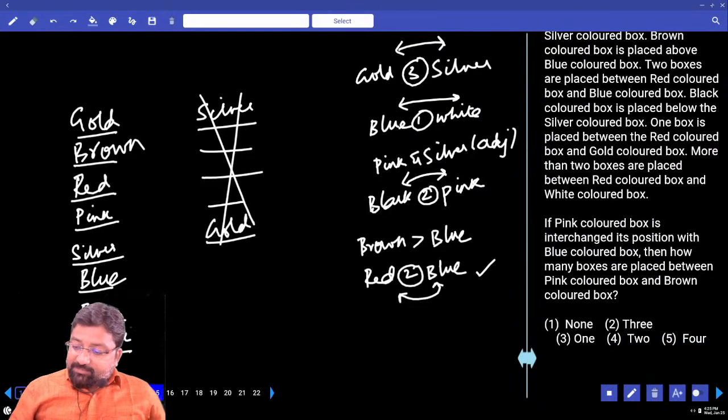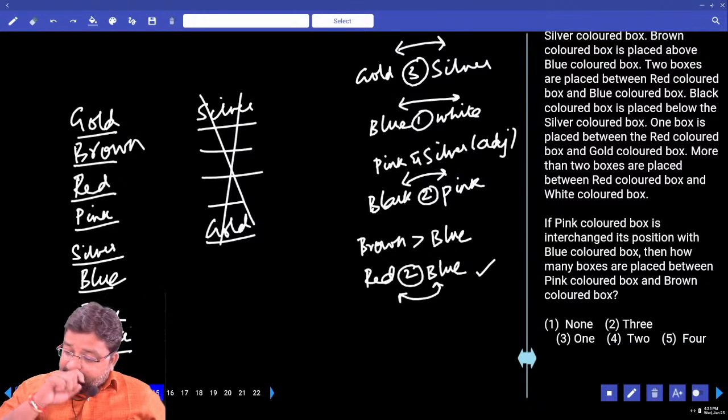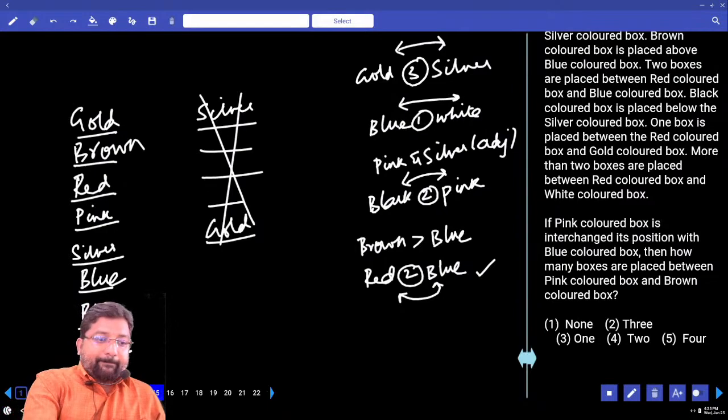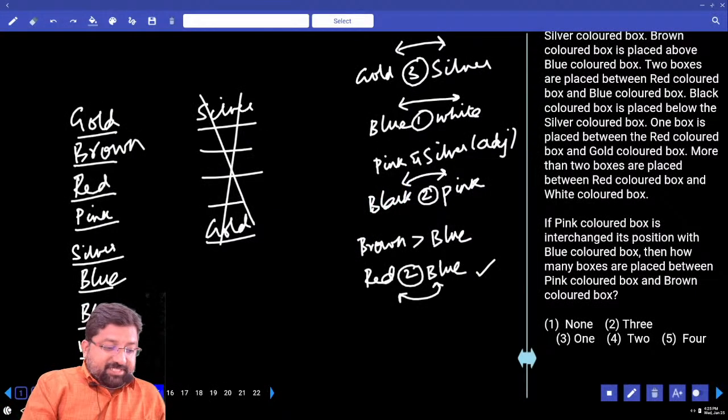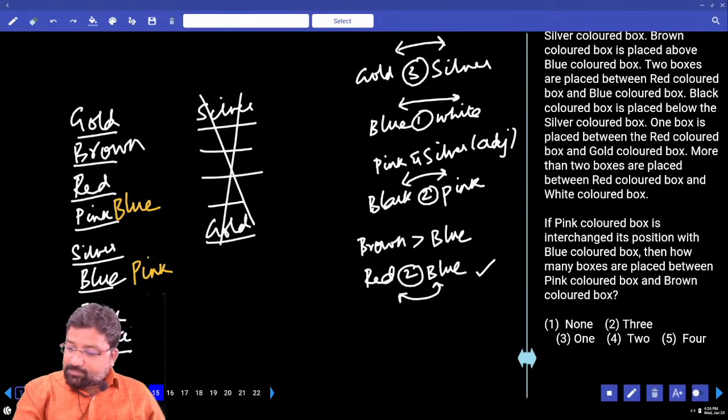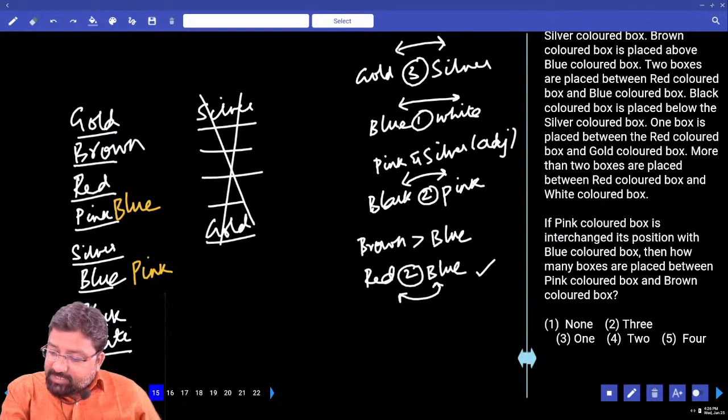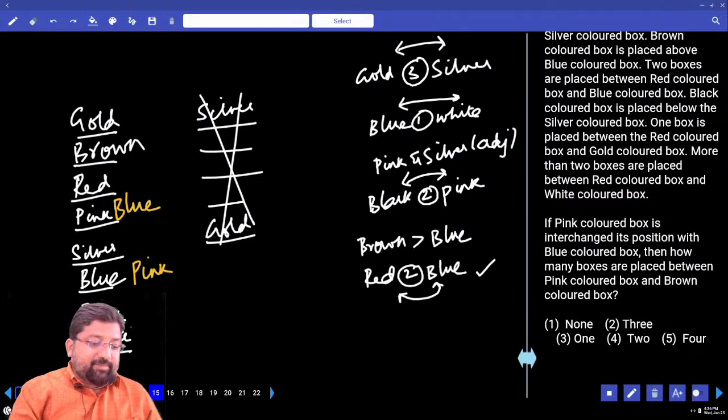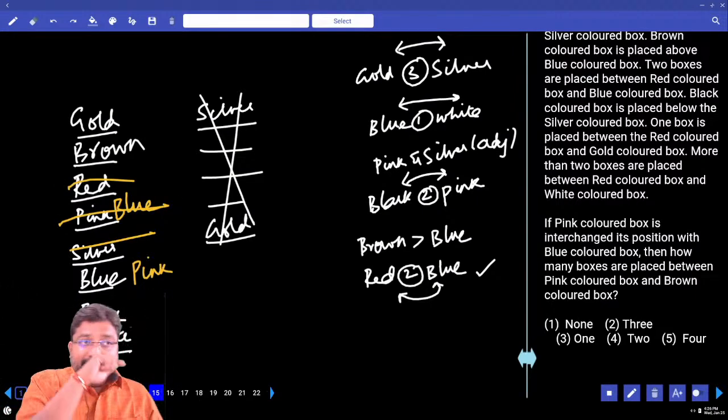If pink colored box interchanges its position with blue. Please interchange pink and blue. This becomes blue. This becomes pink. Then how many boxes are placed between pink colored and brown colored? Pink and brown, how many? 1, 2, 3. 3 boxes.